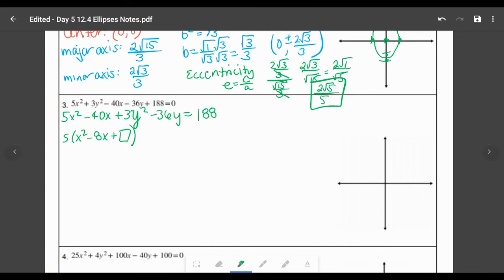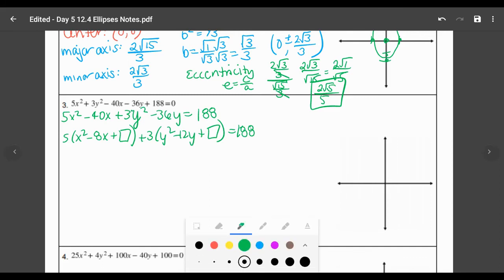And then for the y's, I'm going to take out a 3, and I get y squared minus 12y plus something equals 188. All right, so now I need to figure out what am I adding? What's half of negative 8 squared? That's going to give me 16. And half of negative 12 is 6, so 6 squared is 36.